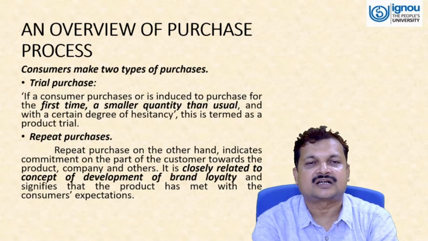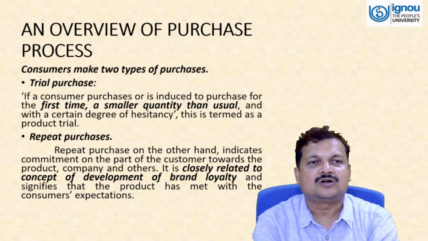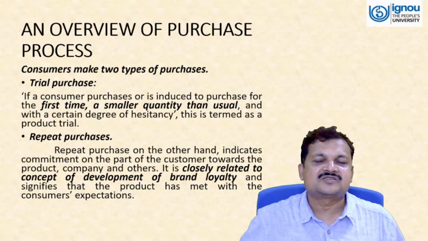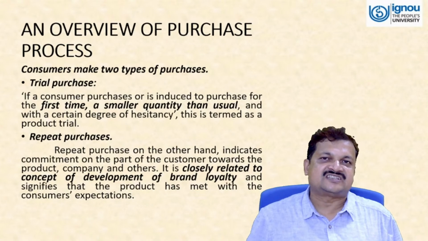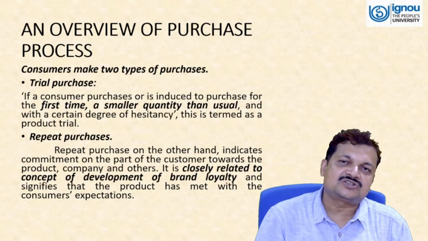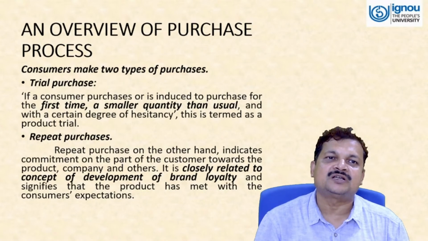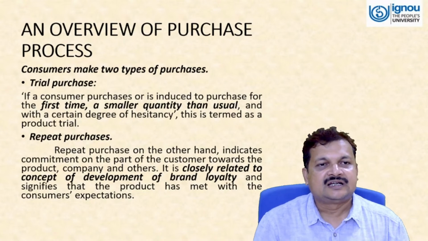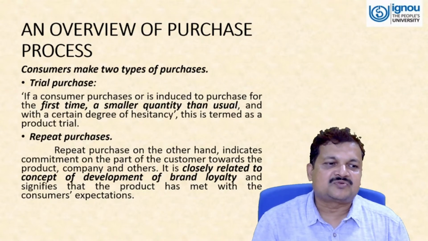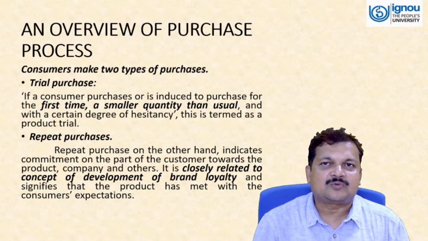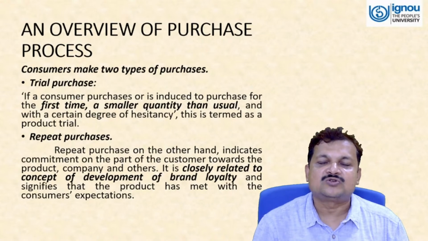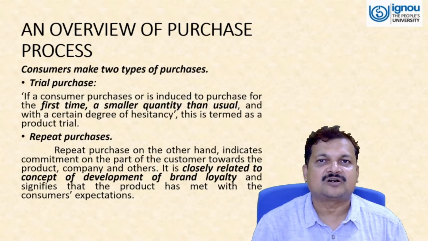In FMCG product cases, if it is hair oil, or detergent, or shampoo, sachets are available. So you try the sachet as a trial, where you might pay some amount of money, or you might get it free from the company side. After using this particular product, if you are satisfied, then you continue with that particular brand. Otherwise, if you are dissatisfied, you are not going to continue to purchase that kind of product.